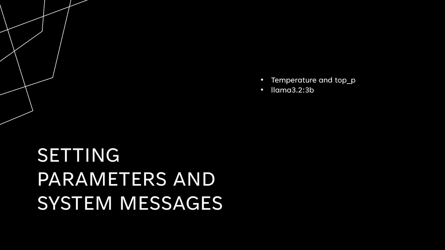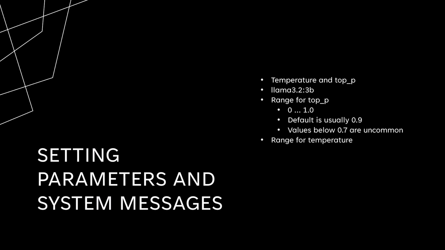I want the response to have a formal style, so I'll set the top P higher and the temperature lower. First, let's take a quick look at the ranges of the values. The range for top P is from 0 to 1. The default for Ollama models is usually 0.9, and values are almost always 0.7 or higher. On the other hand, temperature has a range of 0 to 2, although you won't see values higher than 1 that often, as the response starts to get chaotic. And the default value for temperature is also 0.9.